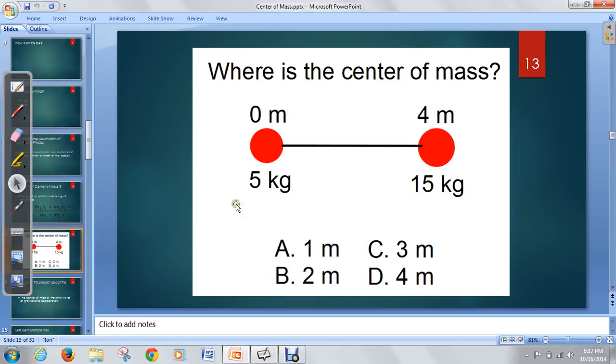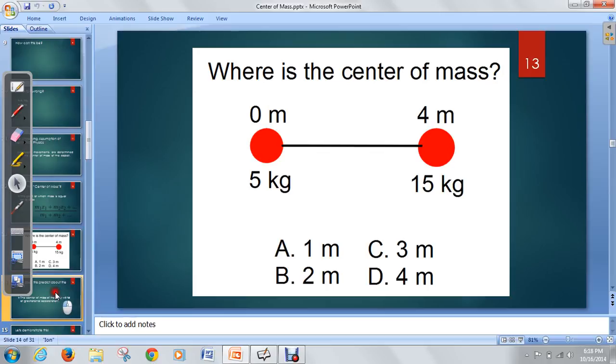Now, hopefully you picked C, 3 meters, because the center of mass is going to be closer to this object than it is to this object. If this was truly a dumbbell and you were lifting it off the ground like you normally lift weights, if these were both 10 kilograms, they'd be in the center, and you'd want to lift from the center. But with this side being heavier, you'd want to lift closer to this side. So the center of mass is going to be closer to this one than to that one.